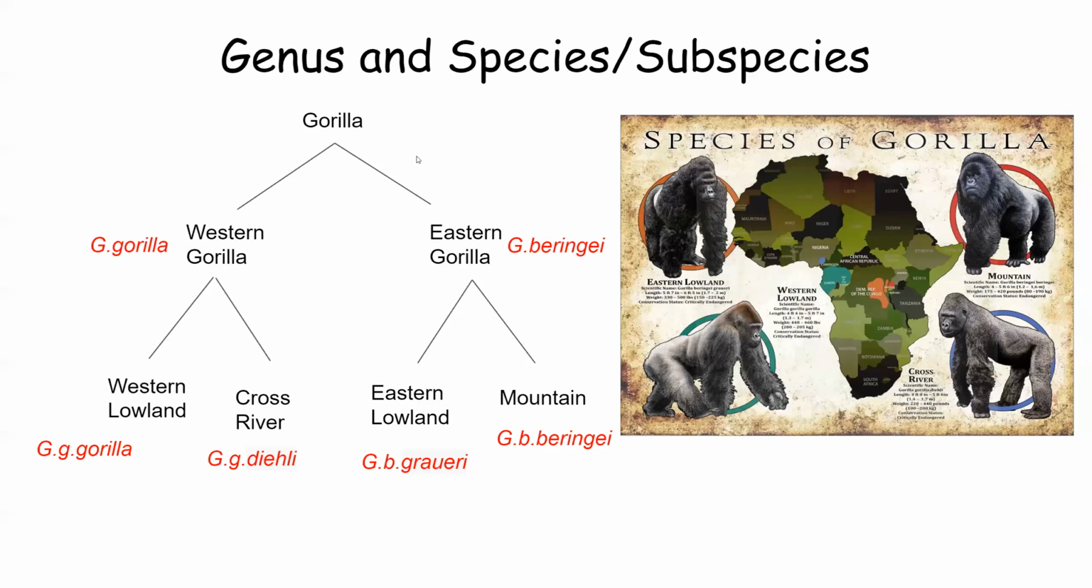So they're associated with the genus gorilla. And there are two species of gorilla. There are Western gorilla and Eastern gorilla. So Western gorilla have two subspecies known as Western lowland gorillas and cross river gorillas, while Eastern gorillas have two subspecies as well. They're known as Eastern lowland gorillas and mountain gorillas.